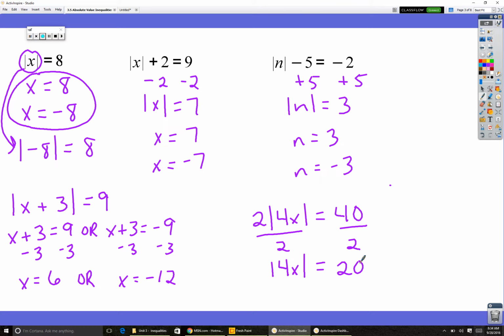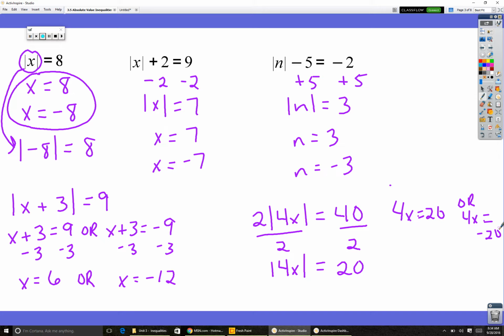Volunteer to tell me how I might set up the two equations without absolute value signs. Athena? Without the lines on the sides? Yes, without the lines. 4x equals 20, or 4x equals negative 20. Good. 4x, kind of running out of space over here, equals negative 20. So all we do is we take the absolute value sign away.